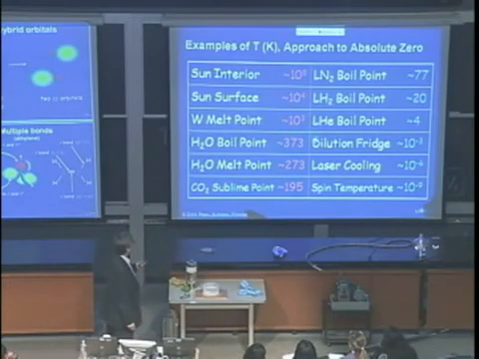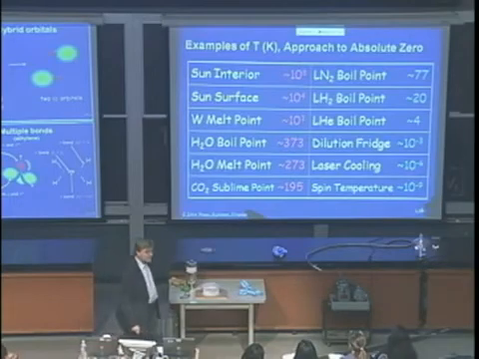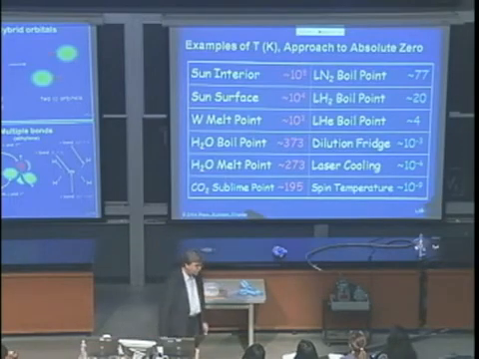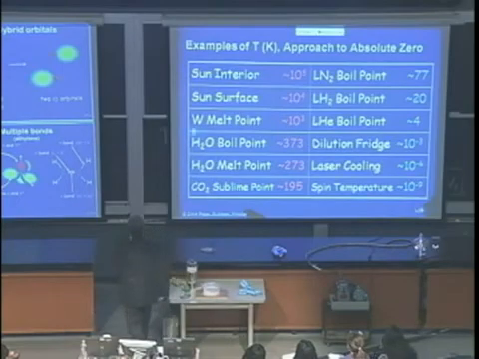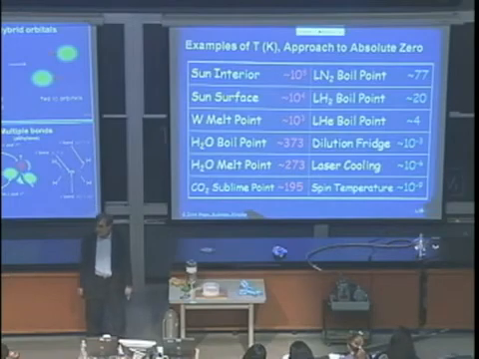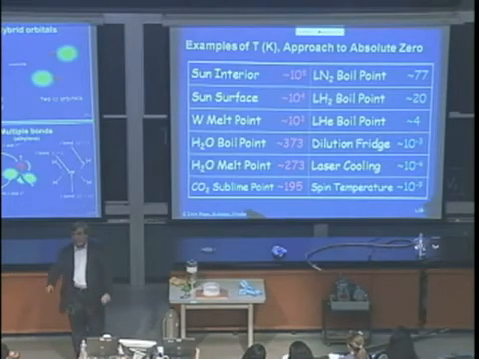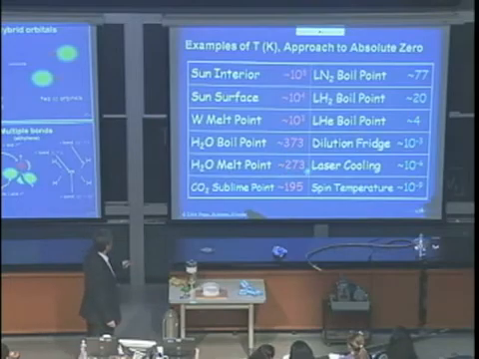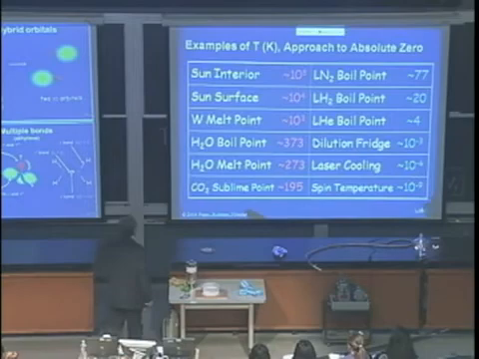The water boiling point, we all know, is how many? 212 Fahrenheit, isn't it? Or 100 degrees Celsius, or 373.15 Kelvin. Melting point is 0 Celsius, 32 Fahrenheit, isn't that right? I didn't grow up in Fahrenheit. 32 Fahrenheit and 273.15 Kelvin.